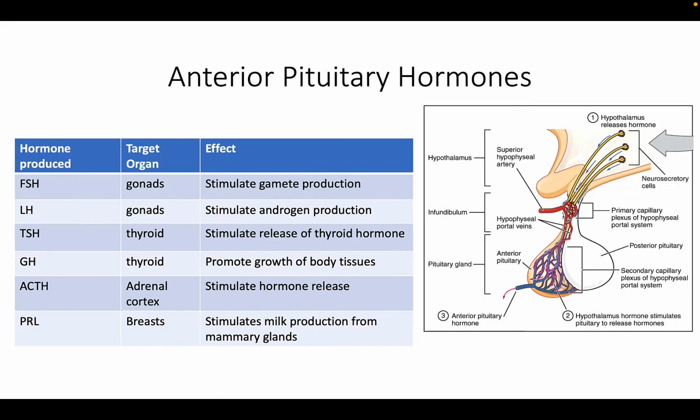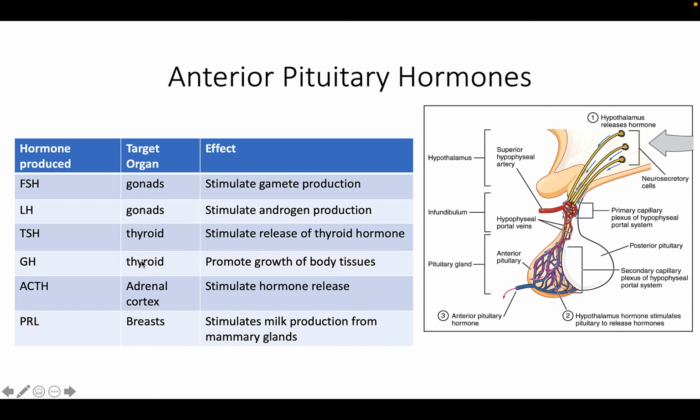So the anterior pituitary, like we said, produces these different hormones that we just covered on the last slide. They're all in acronyms now. If you need to see them spelled out, go back. But FSH and LH are going to target the gonads and will stimulate gamete production and androgen production, like we just talked about in the reproductive systems. TSH is thyroid stimulating hormone. It will target the thyroid, and it will stimulate release of thyroid hormone.